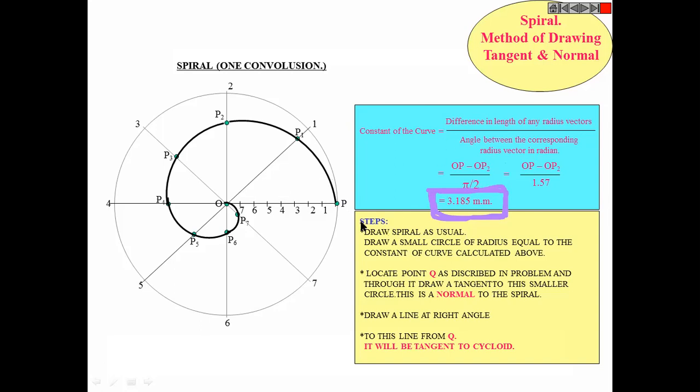What is the procedure? This point, some point Q is given, whatever point. Then you need to draw a circle whose radius will be the constant of the curve. This what you calculated, that much radius you take and draw a circle at the center like this. From that you draw a tangent to this smaller circle. It will be a normal and the line perpendicular to it will be the tangent.